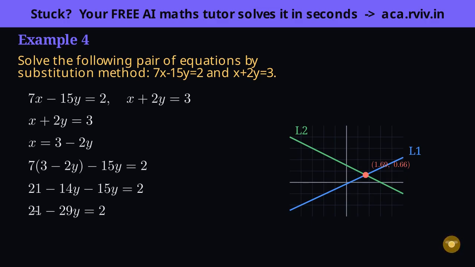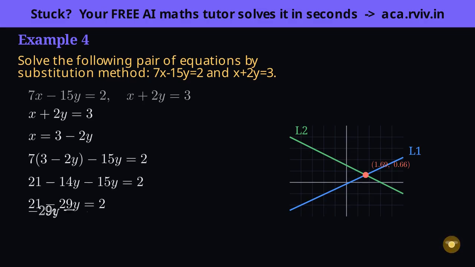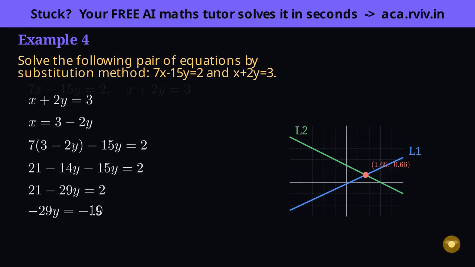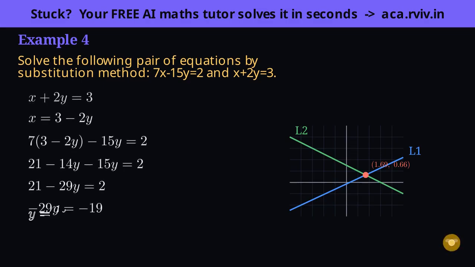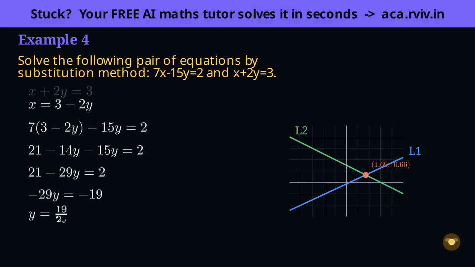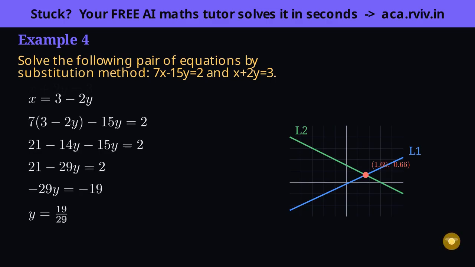To get the y term alone, move the 21 across by subtracting it from both sides. That leaves minus 29y equals minus 19. Finally divide both sides by minus 29 to free y. The two minus signs cancel, leaving y equals 19 over 29, a clean positive fraction.